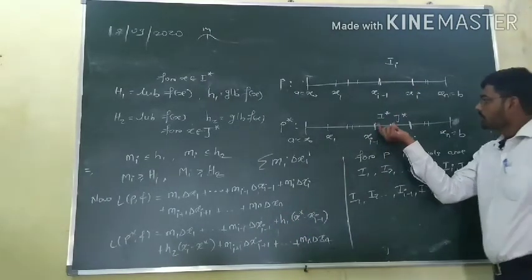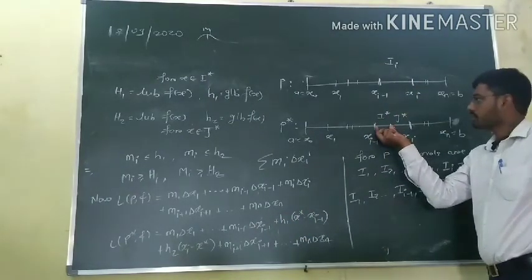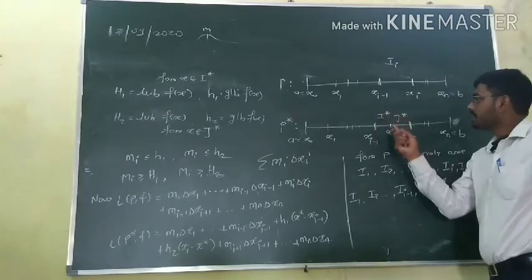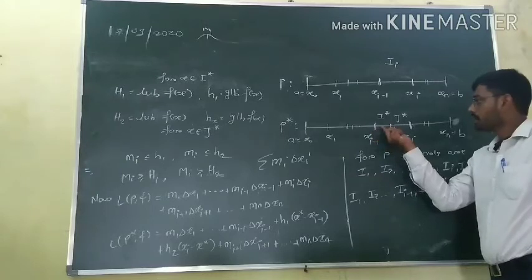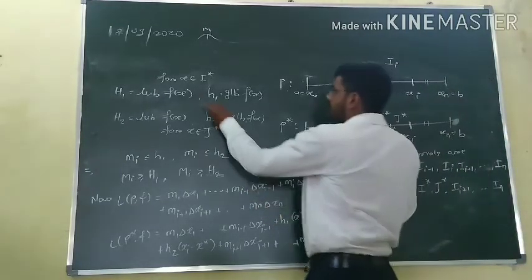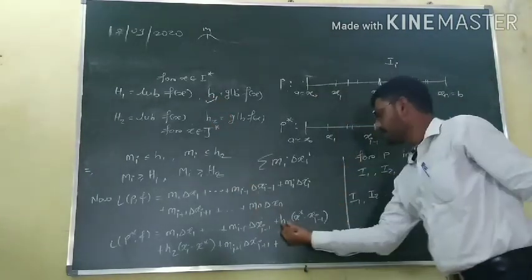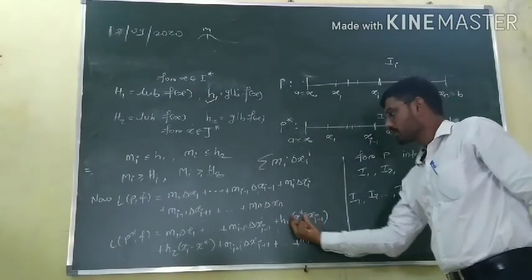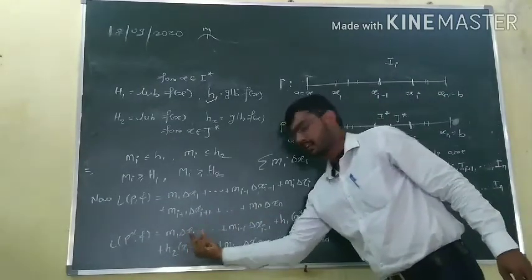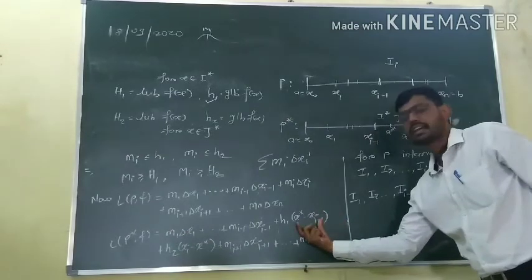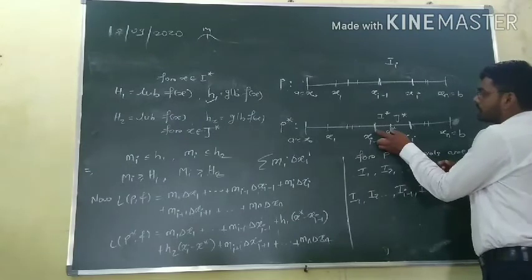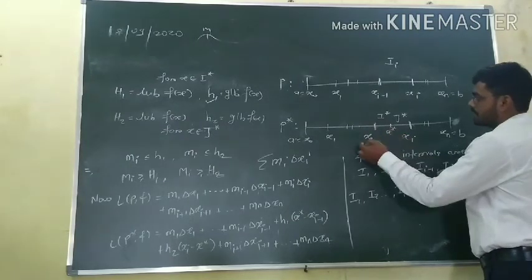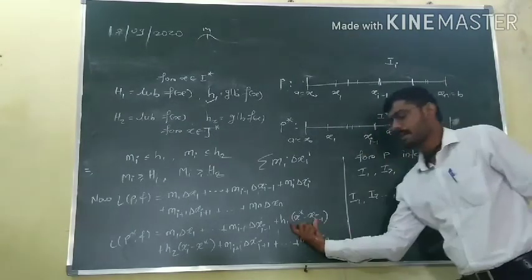Now the next interval is I star, and its length is x star minus x i minus 1. So the length into the minimum value is h1. Here we are not writing delta x i. So h1 into the length of this subinterval, which is the upper value minus the minimum value: x star minus x i minus 1.